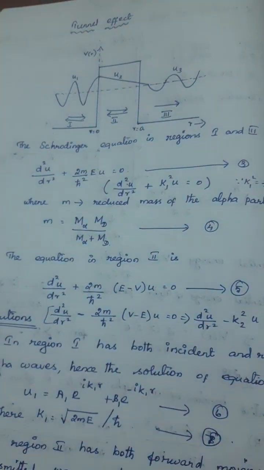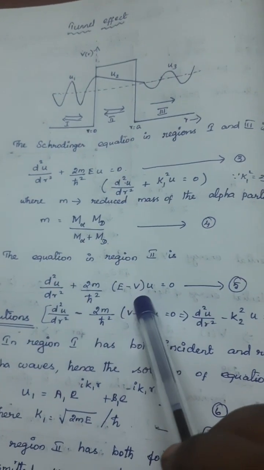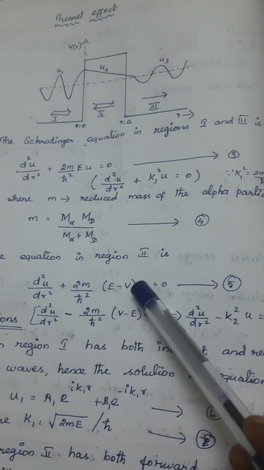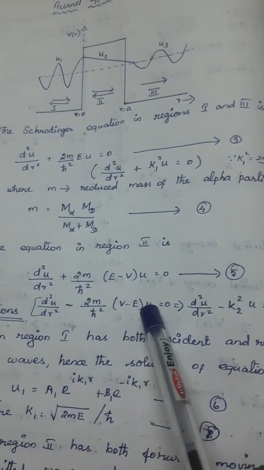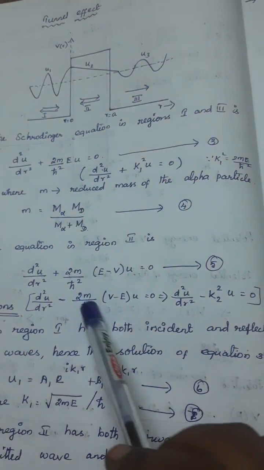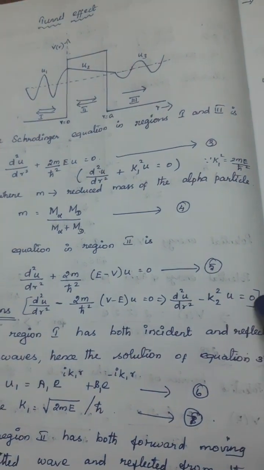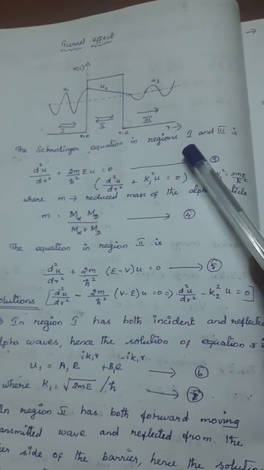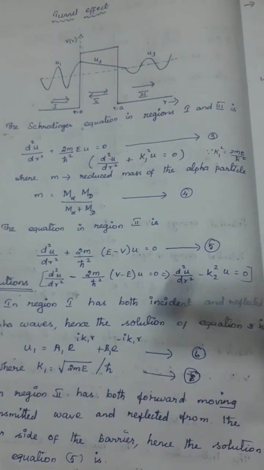Then in region 2, the Schrödinger equation involves a potential, because here some barrier is there, so automatically it has some potential. The value of potential is represented by V, and then it is rearranged. The minus sign is taken outside, so (V minus E) u is equal to 0. Here 2m by h cross squared (V minus E) is denoted by k2 squared. So the equation is rearranged in this form. Now the solution of equation 3 and equation 5 is given in the following equations.